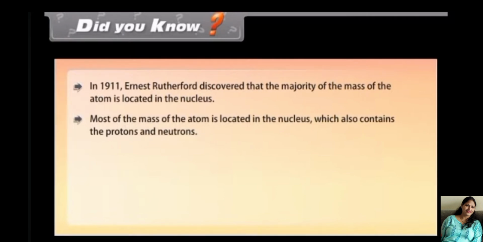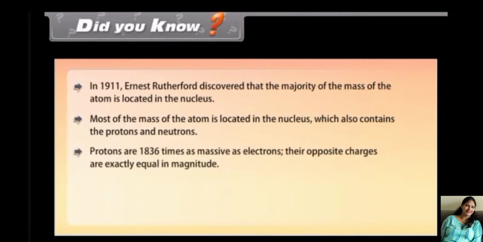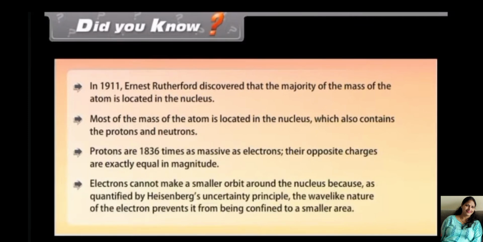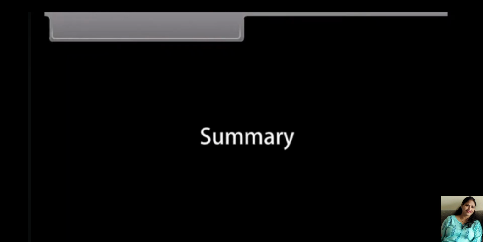In 1911, Ernest Rutherford discovered that the majority of the mass of the atom is located in the nucleus. Most of the mass of atom is located in the nucleus, which also contains the protons and neutrons. Protons are 1836 times as massive as electrons. Their opposite charges are exactly equal in magnitude. Electrons cannot make a smaller orbit around the nucleus, as quantified by the Heisenberg uncertainty principle. This Heisenberg uncertainty principle, you will learn about in higher classes.